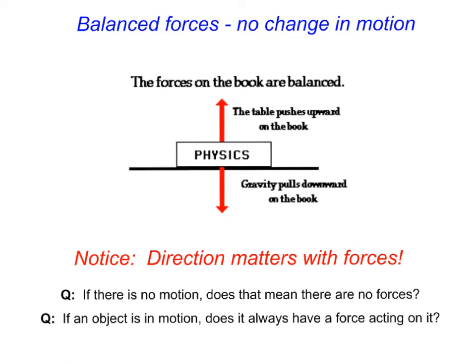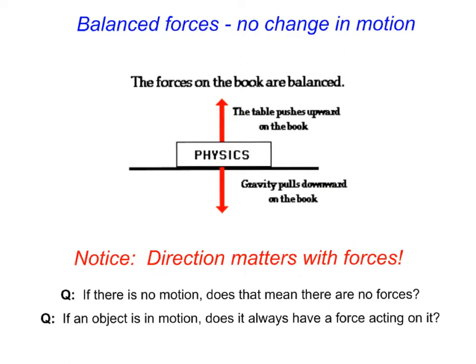When it is sitting on the table there is a force from the table pushing up on that physics book. There is a force of gravity that is pulling down on the book as well. But those two forces are balanced. So your physics book isn't moving up or down because the two forces are balanced. And notice again, direction matters with forces.